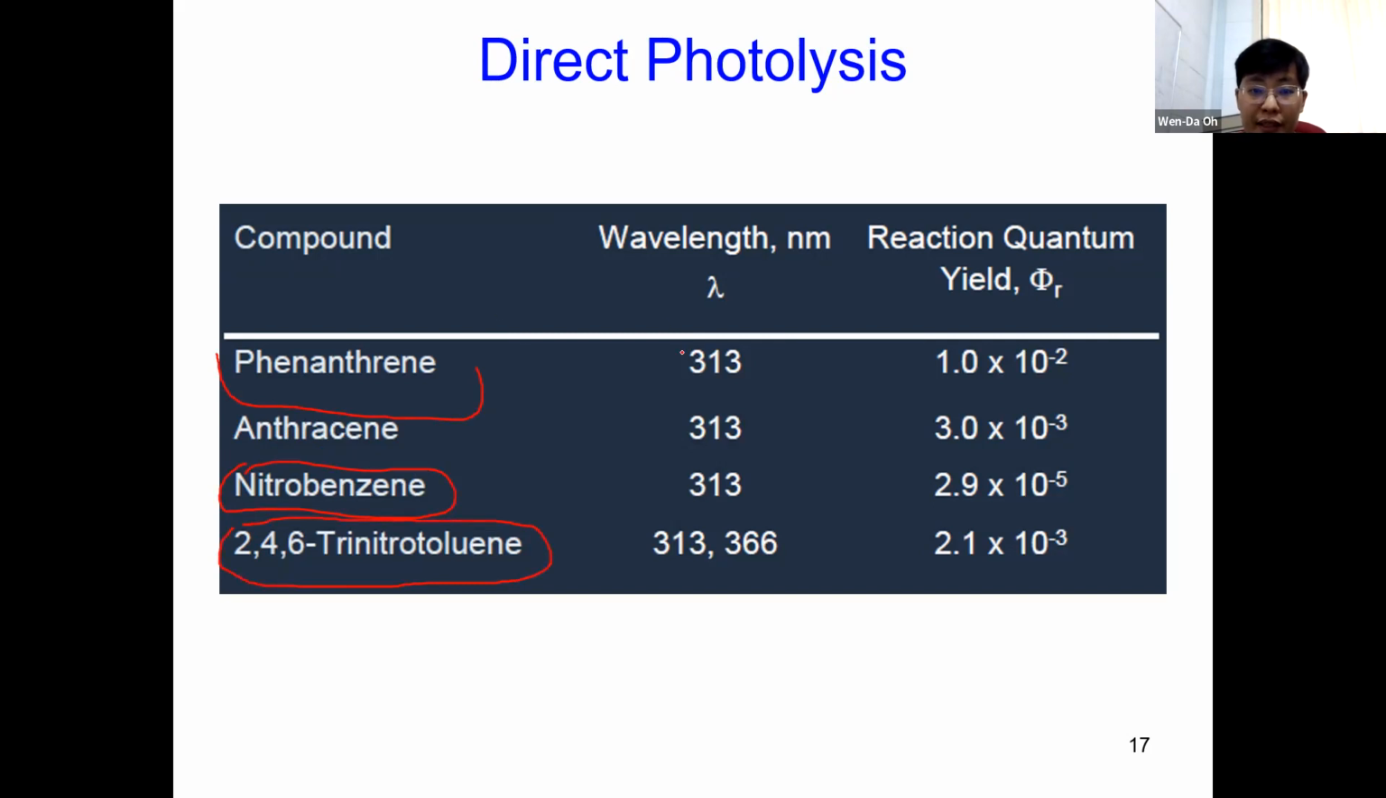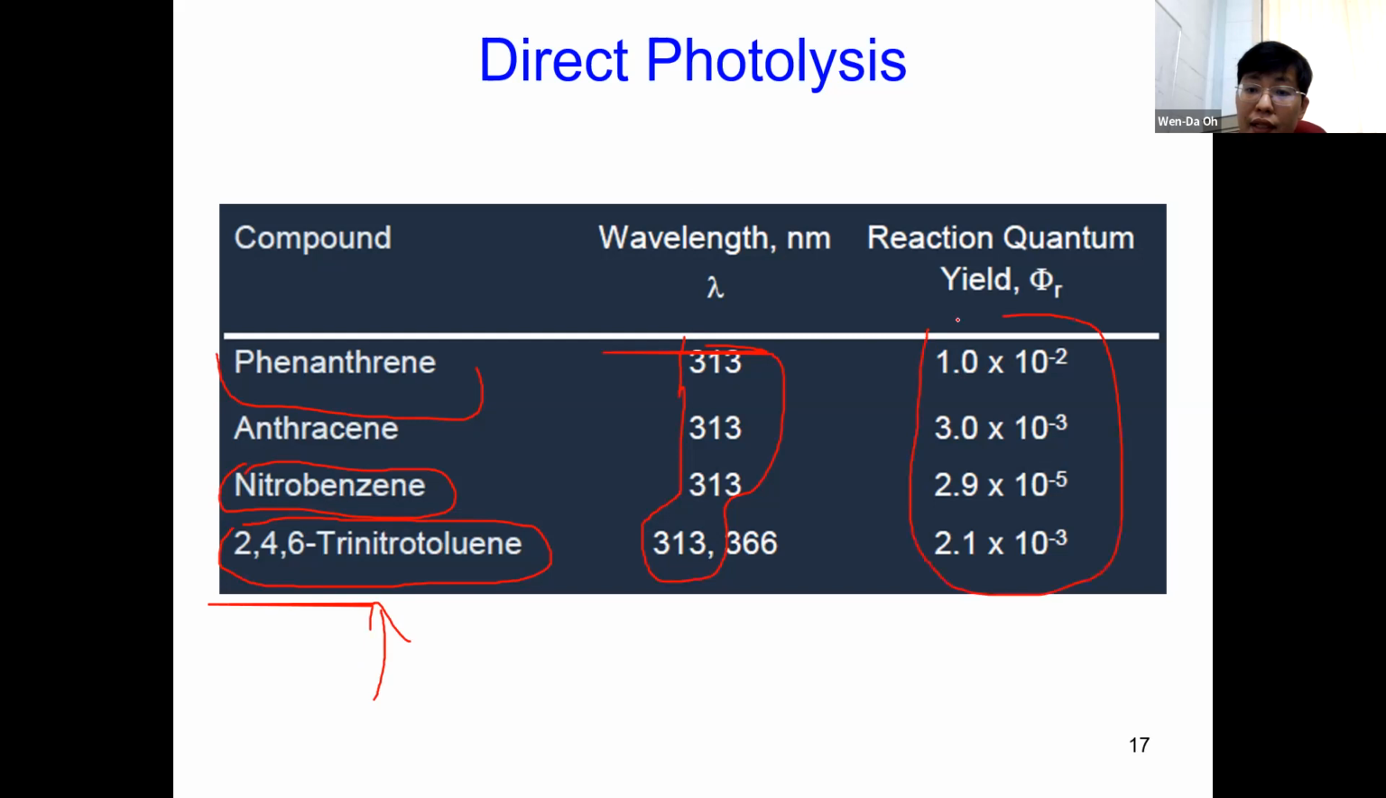The wavelength whereby, when it is exposed, you have excitation of electrons. This 313, right? Most of the time, you can see that the UV region is the one that can excite the molecules, and usually it excites the aromatic rings in the compounds. All these compounds contain aromatic rings, right? But the reaction quantum yield is very low.